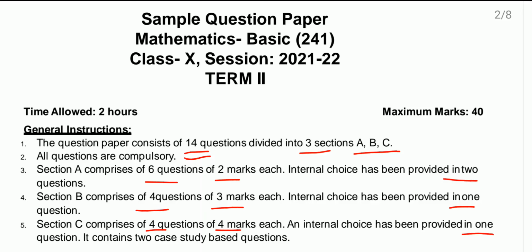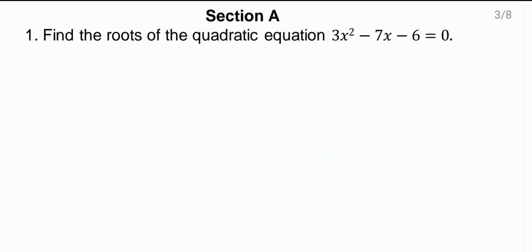And in this section only there are 2 case study based questions. Right? This is the pattern of the question paper. Let us see the first section, which is section A. First question: find the roots of the quadratic equation 3x² - 7x - 6 = 0.